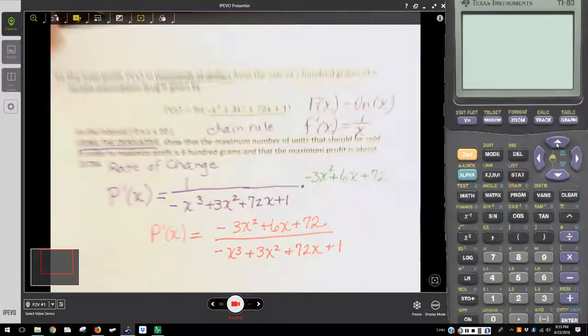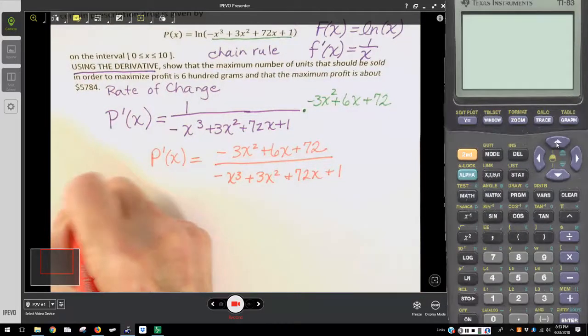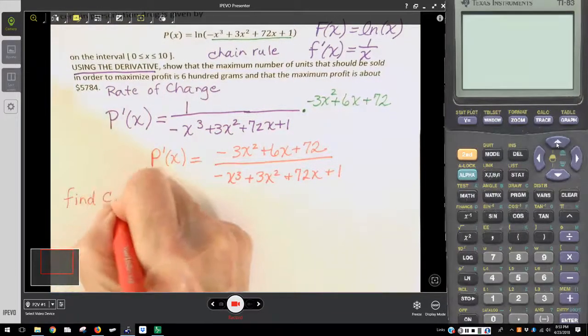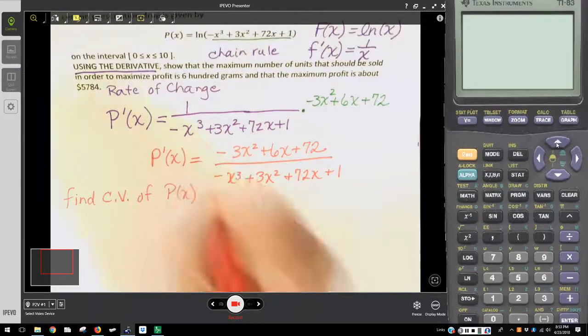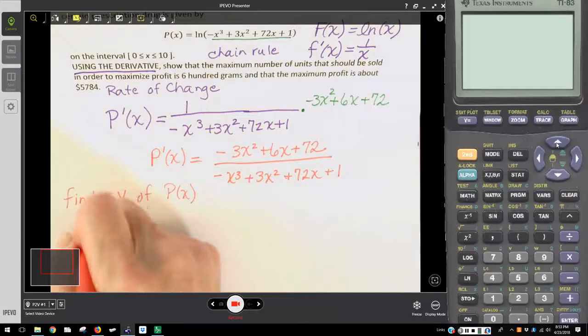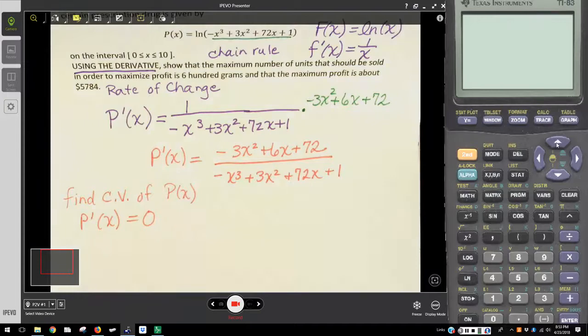And we are interested in where that function is increasing and decreasing on the interval from 0 to 10. Because the place where it changes from increasing to decreasing is going to be where we find its maximum. So the first thing we need is to find the critical values, which is where the derivative p prime of x is equal to 0. That's going to have to be our first step.